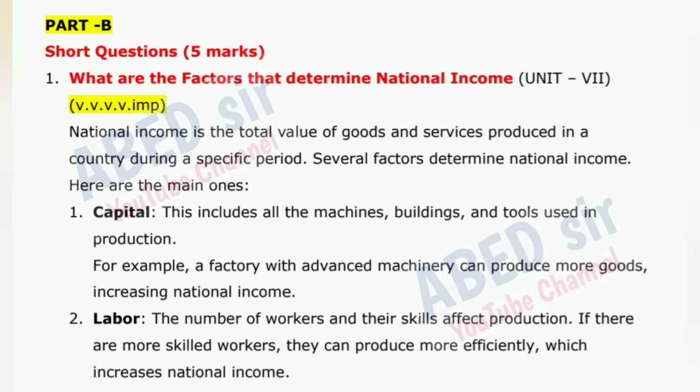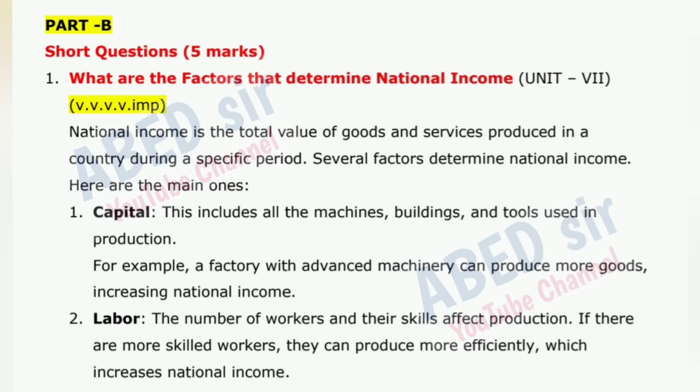Unit 7. National income is the total value of goods and services produced in a country during a specific period. Several factors determine national income. Here are the main ones. 1. Capital. This includes all the machines, buildings, and tools used in production. For example, a factory with advanced machinery can produce more goods, increasing national income.